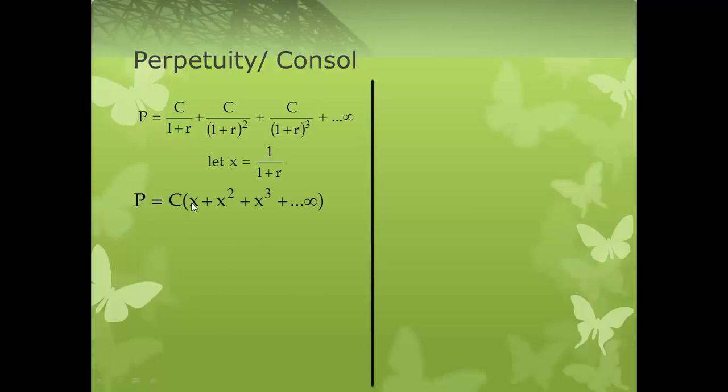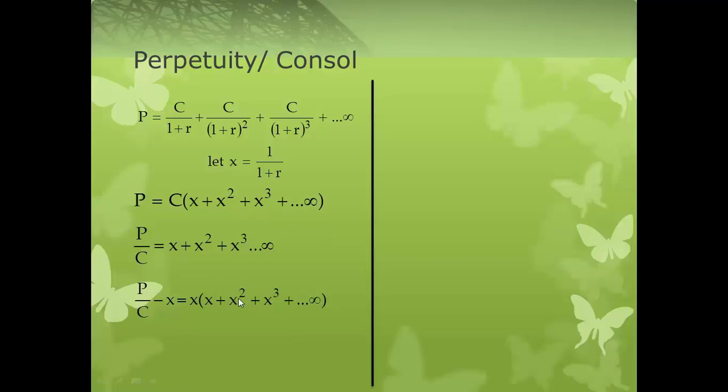P equals C times (x plus x squared plus x cubed, and so on). If we divide both sides by C, then we get P over C equals x plus x squared plus x cubed, and so on to infinity. Then we say P over C minus x equals x squared plus x cubed, and so on to infinity. But that is x times x, which is x squared, plus x times x squared, which is x cubed, x to the power 4, and so on till infinity.